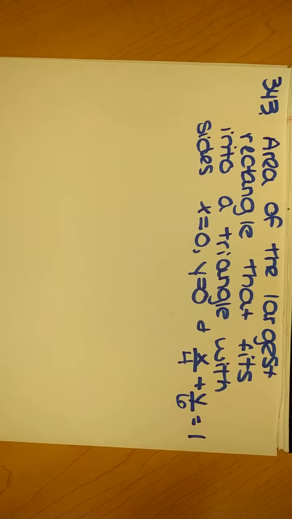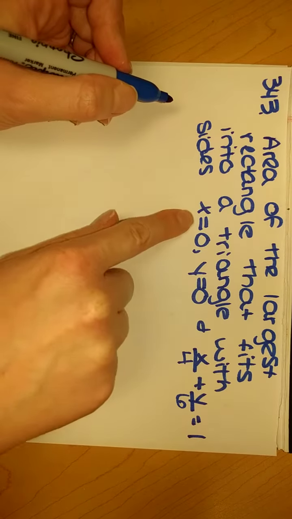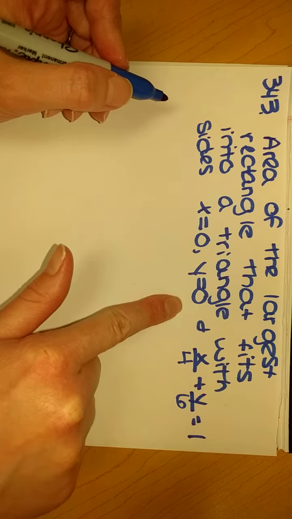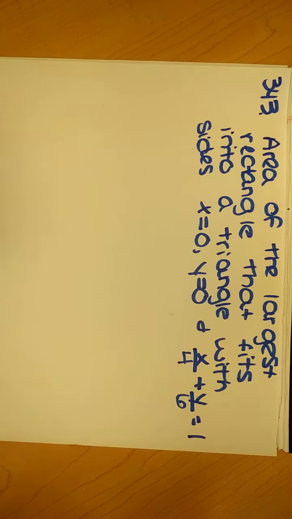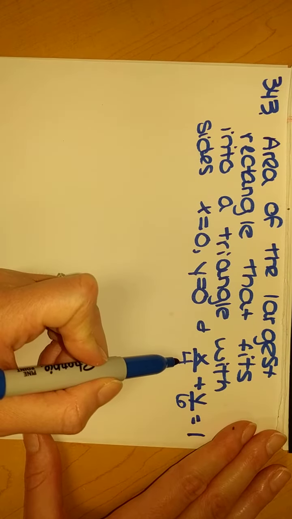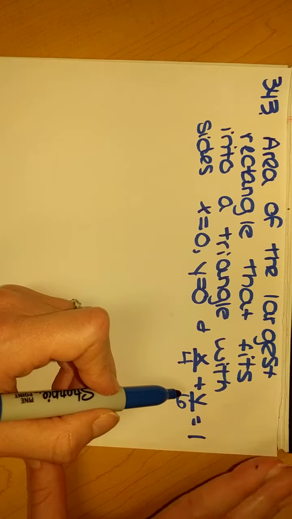A cool question. They're asking us to find the area of the largest rectangle that fits into a triangle with a side of x equals 0, y equals 0, and then the equation of this line. So to get a visual of this, what I would do is solve this equation for y, because we're talking about a line here.